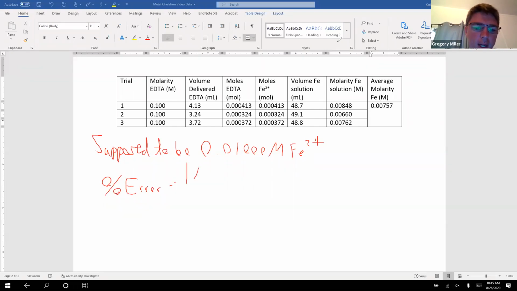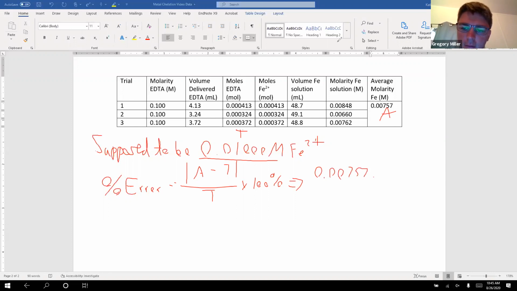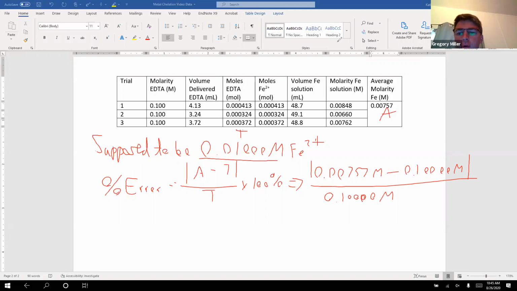So we can get our percent error, which is the absolute value of actual minus theoretical over theoretical times 100. So this is our actual value. This is our theoretical value. So we can just plug that in. I am going to drop the iron label for now, just because I'm running out of room. But I am still going to keep the units because those are important.